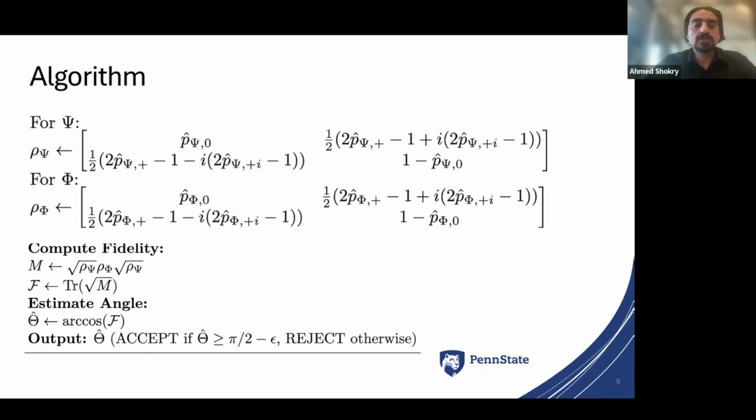Specifically, using these summary statistics, the verifier is able to estimate the density matrix of each group, psi and phi. In turn, the verifier can estimate the angle between the two groups by first estimating the fidelity between the two groups as the trace of the square root of the matrix, and then estimating the angle as the cosine inverse of this fidelity.